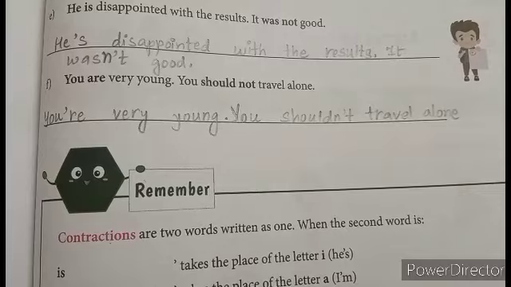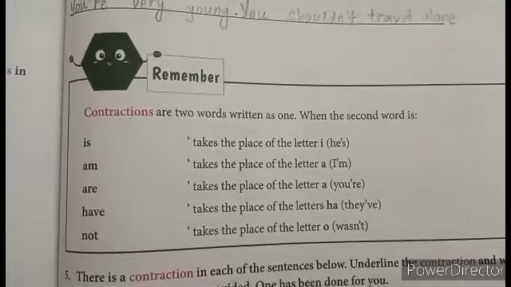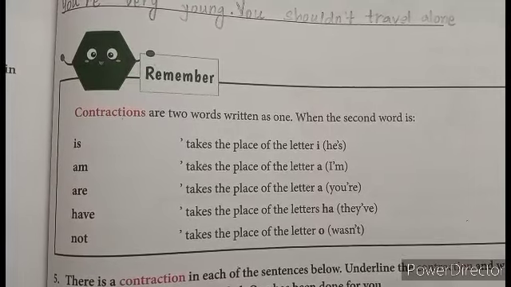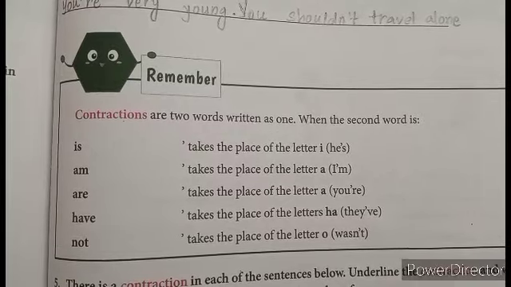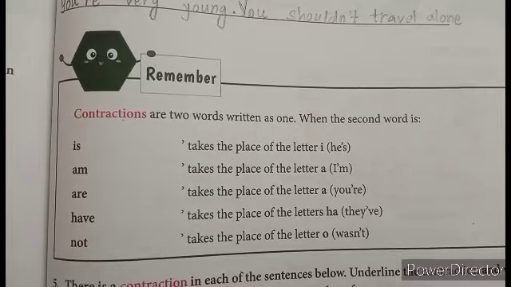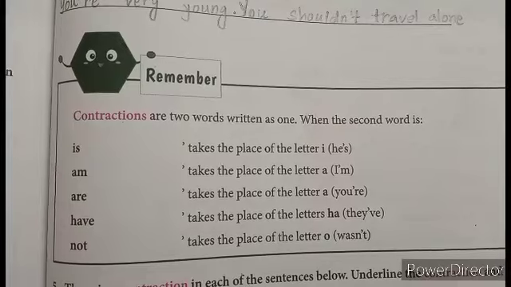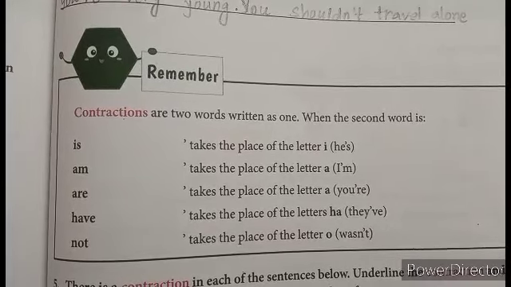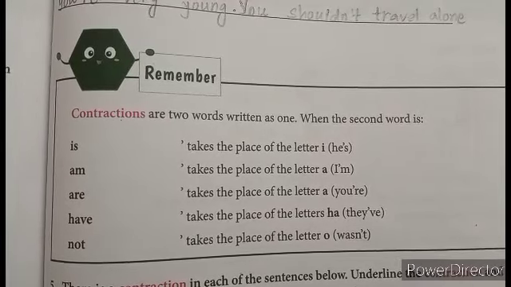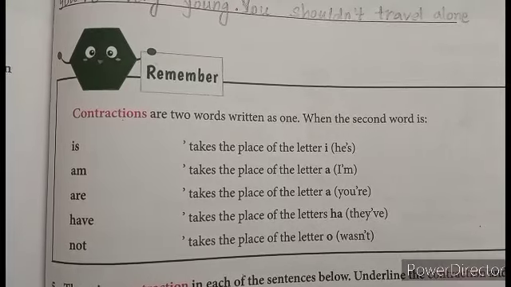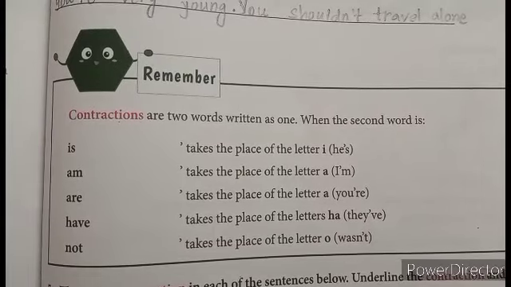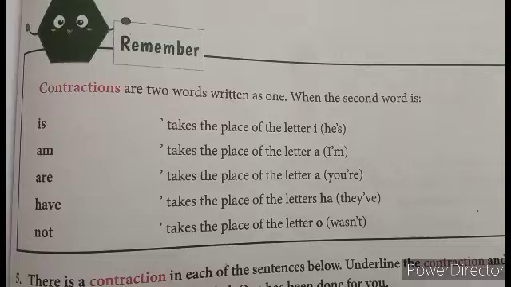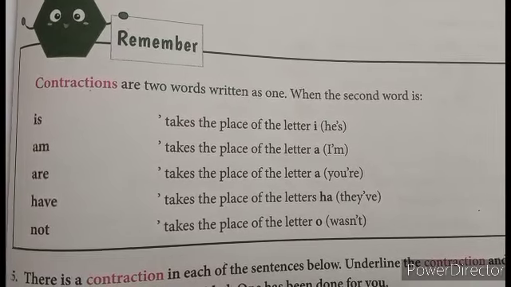Now come to the remember portion. Contractions are two words written as one. When the second word is, isn't, the apostrophe takes the place of the letter I and it becomes isn't. M, apostrophe takes the place of the letter A and it becomes I'm. R, apostrophe takes the place of the letter A and it becomes you're. Have, apostrophe takes the place of the letters H-A and it becomes 've. And then not, apostrophe takes the place of the letter O and the word becomes wasn't.